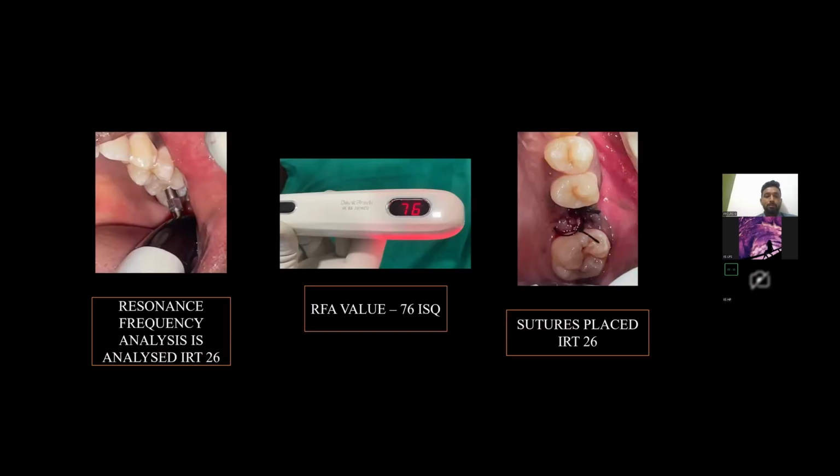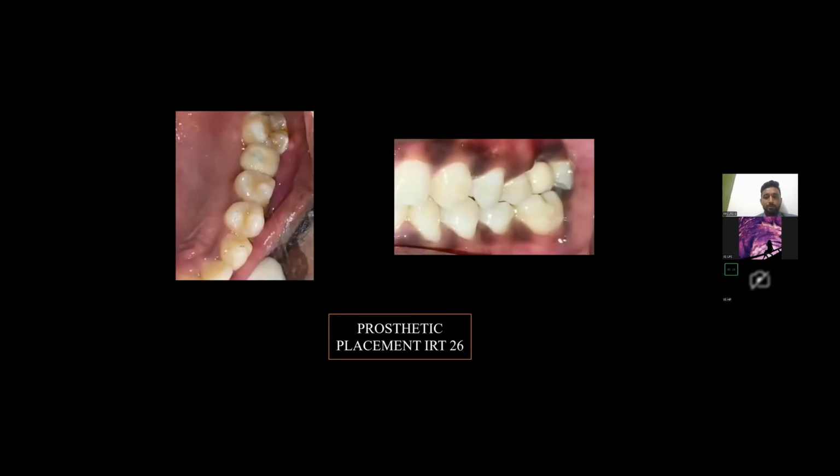And then the implant was placed. Then we did a resonance frequency analysis, and we got an RFA value of 76 ISQ, and then sutures were placed in 2/6, and the prosthesis was given after 6 months.